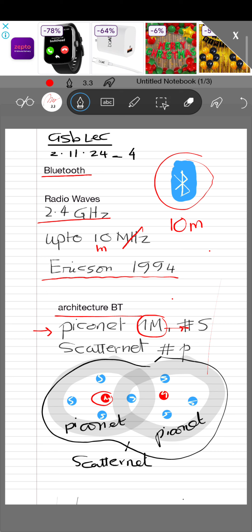One Piconet may get connected to another Piconet by a common slave, and there can be more than one Piconet. So all the Piconets together form a scatternet. So this is the basic architecture of Bluetooth.